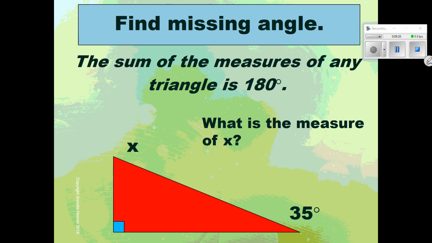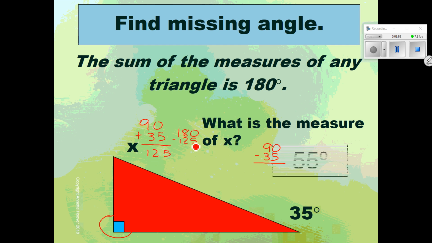Okay, look at this triangle again. Here you have a 90. Here you have a 35. Now, if you like a shortcut, if you know one of them is 90, you know there's 90 degrees left because 90 and 90 is 180. So I could just take 90 degrees and subtract 35. Or if you want to do it the longer way, you can go 90 plus 35 and get your answer and then subtract it from 180. Either way, you're going to get the same answer, which is 55 degrees.